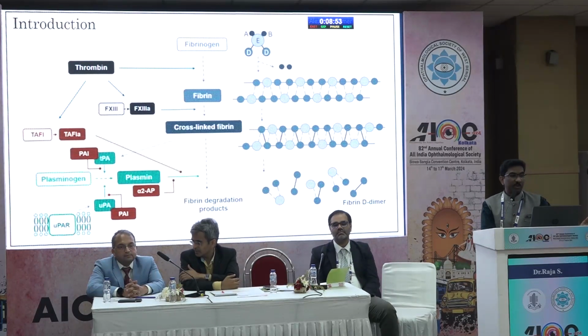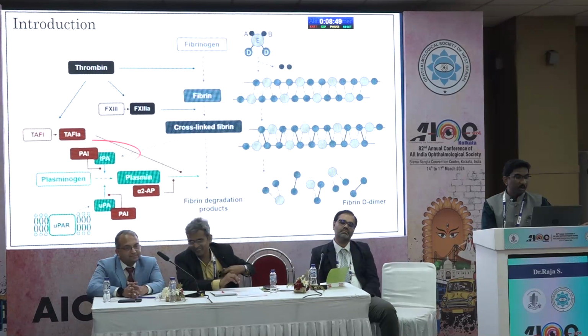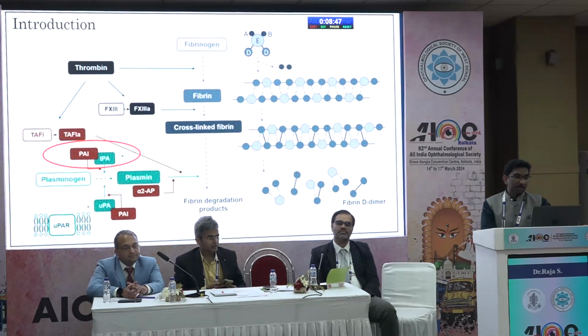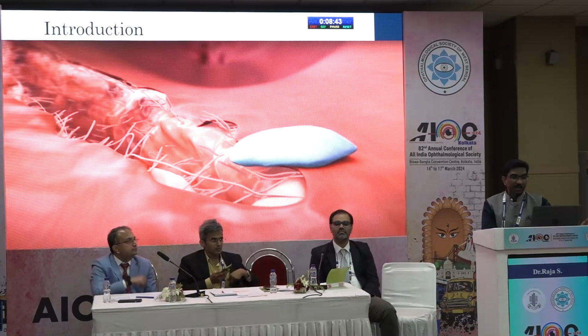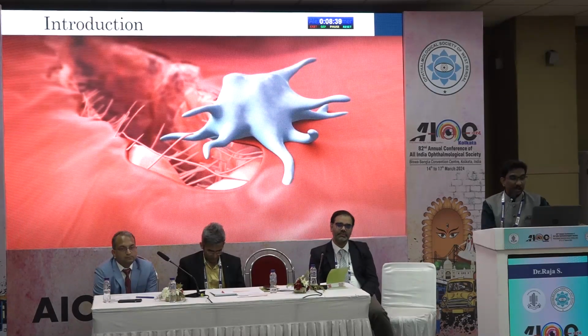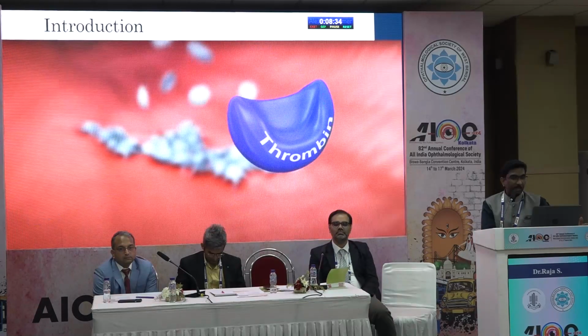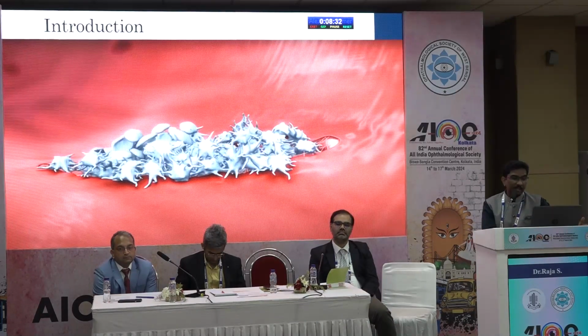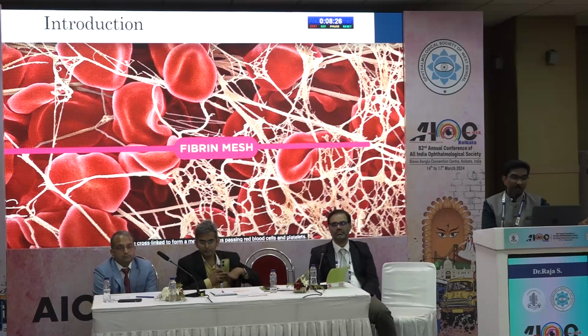Thrombin works on fibrinogen to convert it into fibrin, and this becomes a part of the clot. What we are interested in is this part, the tissue plasminogen activator. Whenever there is an injury, the platelets are recruited and get activated, and then they start collecting. The thrombin acts there and binds these platelets into a meshwork, leading to a fibrin mesh.